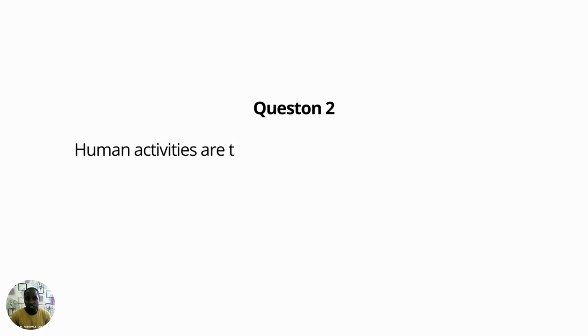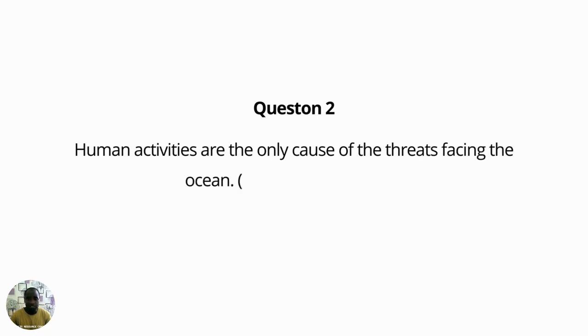Question 2 reads, human activities are the only cause of the threat facing the ocean. Is the answer true? Is this statement in line with what is in the passage? Or does it contradict what is in the passage? Or is it not in any way related? I mean, it's not given. So the second question, which I stated earlier: human activities are the only cause of threat facing the ocean.